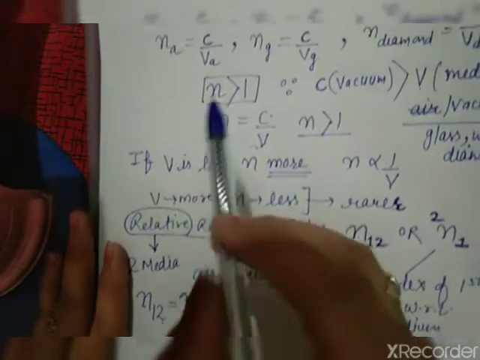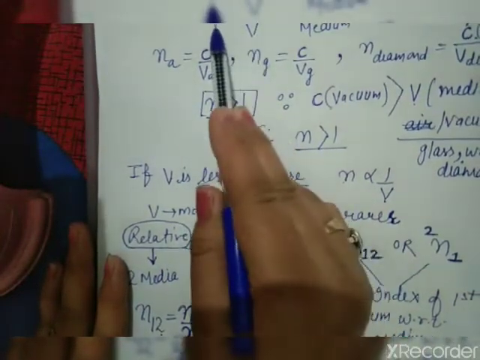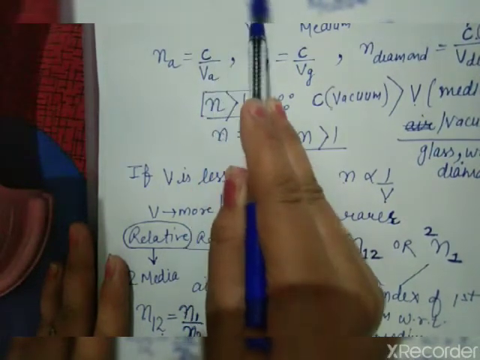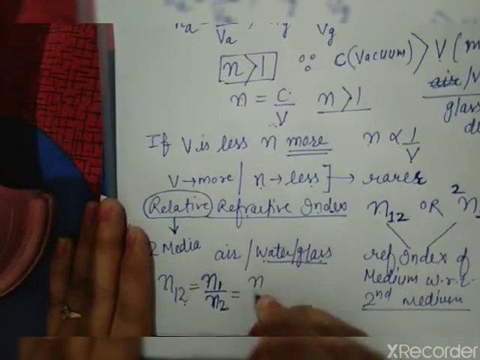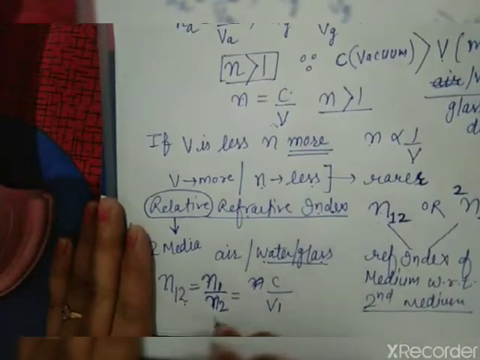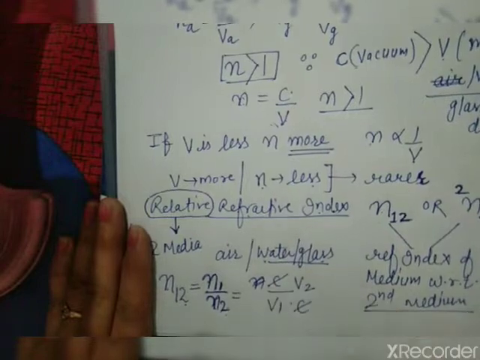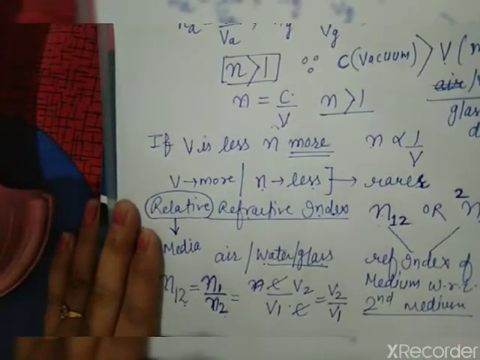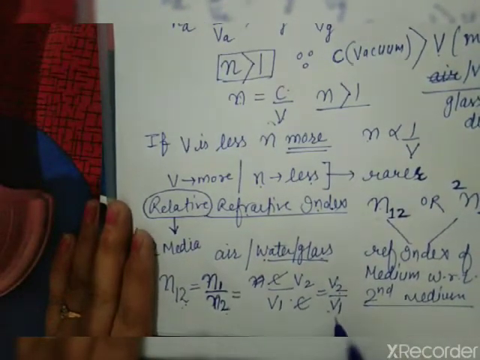As we know that n is equal to C by V, it means n1 will be equal to C by V1 and n2 will be equal to C by V2. So substituting in a similar way, n1 is equal to C by V1 and n2 is equal to C by V2. Cancelling C with C, we will get the result V2 by V1. So what is the value of n12? V2 by V1.